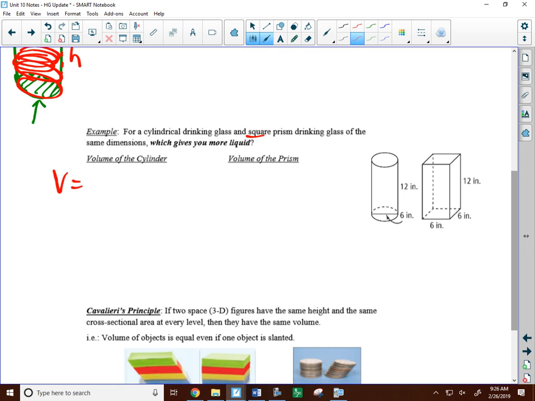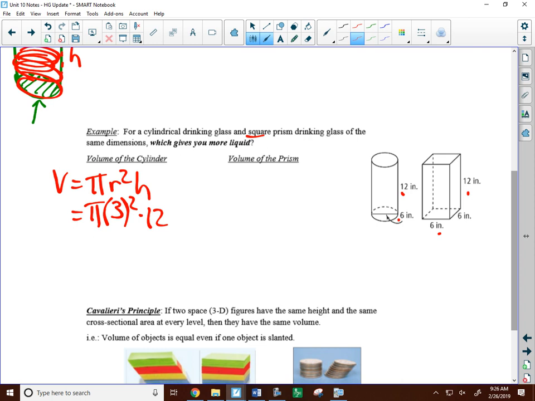So let's just plug each of these in. Volume of this, and I should mention, I made these same dimensions. Different shapes, but they both have a height of 12 and diameter or side length of 6. So cylinder, pi r squared h. The diameter is marked there as 6. You can see it's all the way across. That arrow's in the middle, so 6 is the diameter. So we need a radius of 3. Times the height, which is 12.